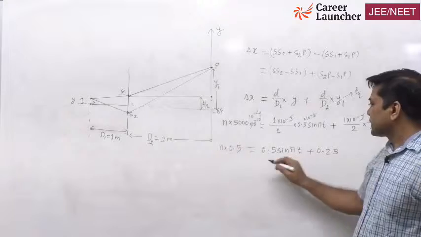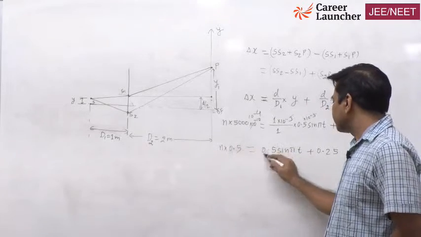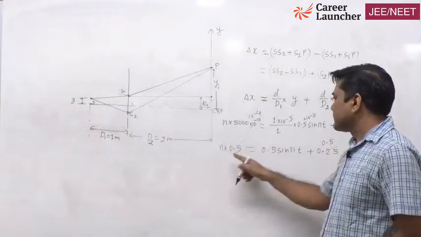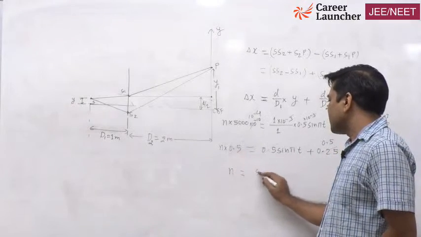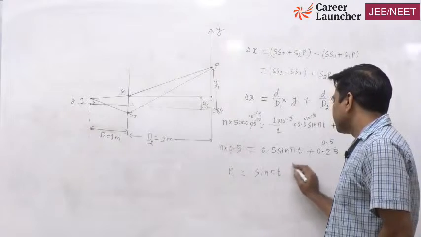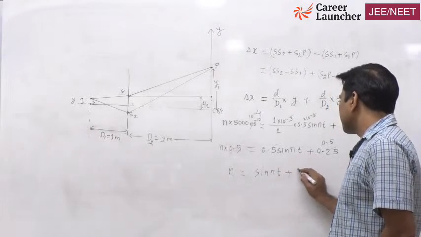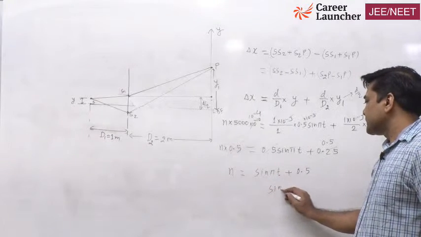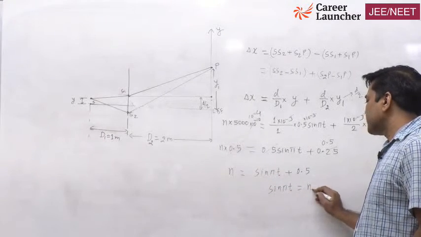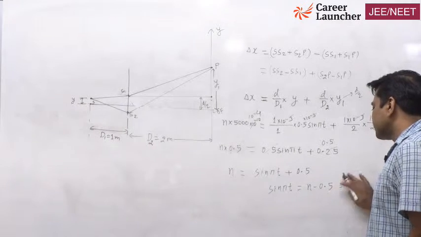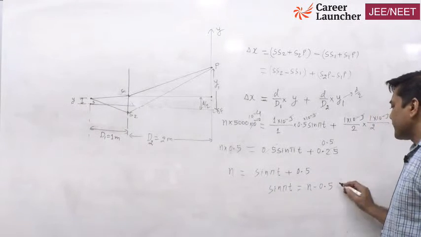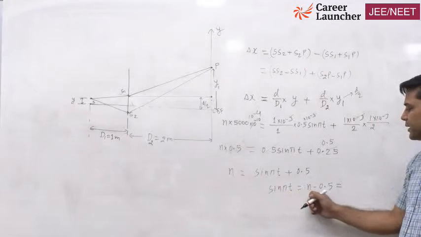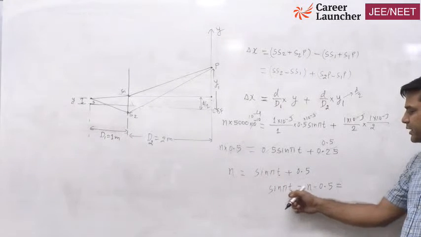Even you can cancel this 0.5 with this 0.5. So this becomes n equal to sine pi t plus 0.5. Okay. So sine pi t equal to n minus 0.5. This is the generalization. And the first time, the minimum time, will depend on n.